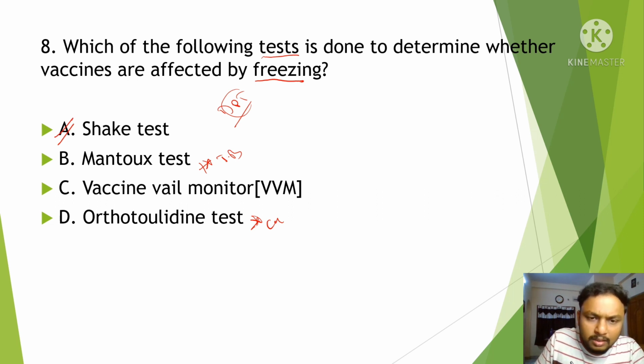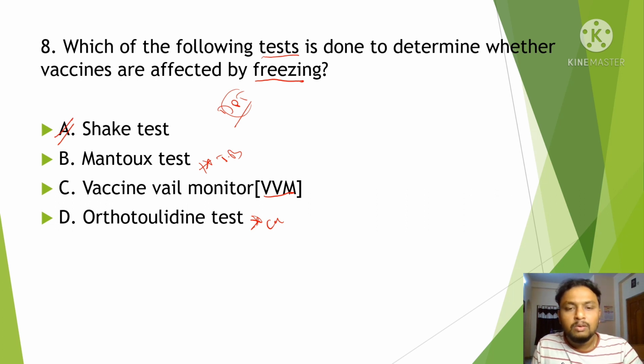Vaccine vial monitor VVM is also very important from the examination point of view. VVM is for heat sensitivity, to know the heat exposure and expiry also. But this is different. So your answer is shake test to determine whether the vaccines are affected by freezing. That's all. Next question.